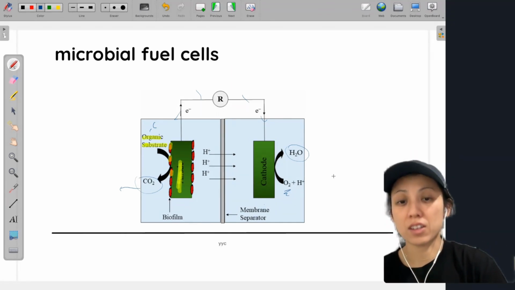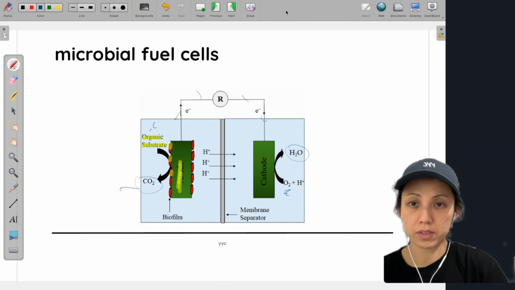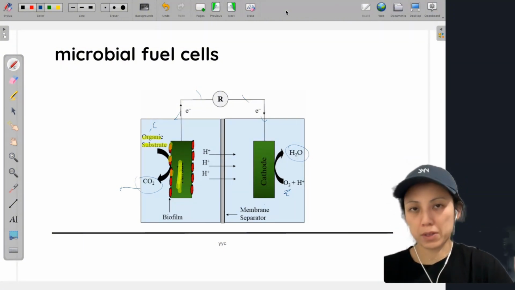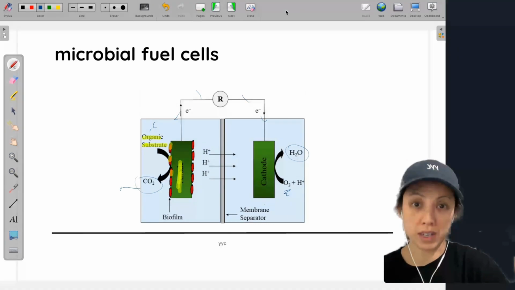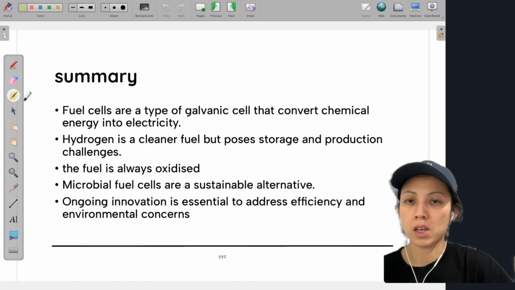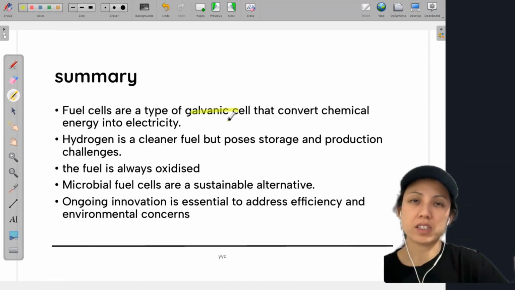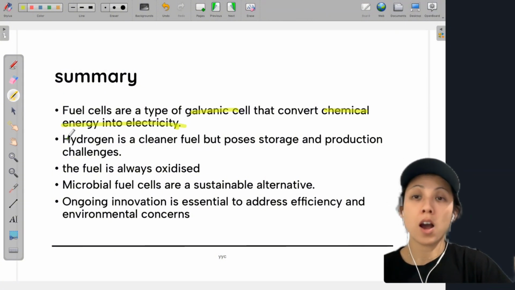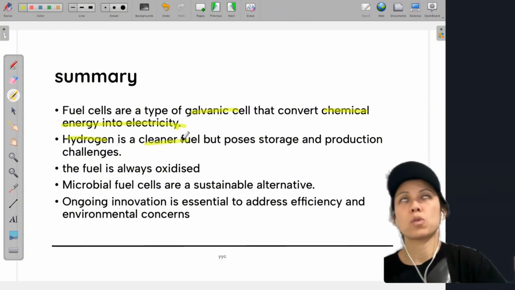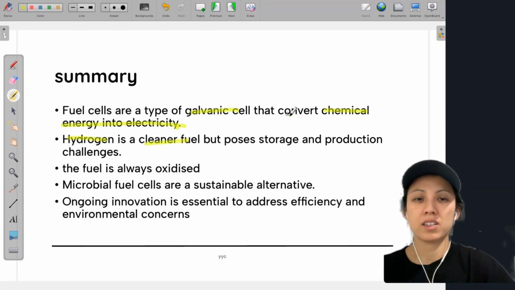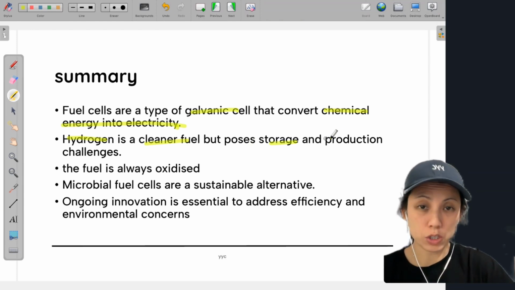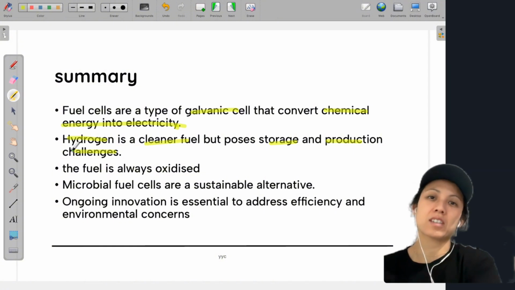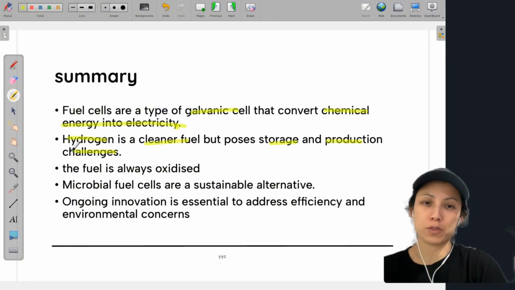So this is an option where we're taking a more sustainable approach using the fundamentals of fuel cells to produce electrical energy. In summary, let's talk about it. So fuel cells, we can consider as a type of galvanic cell, and what we do is convert the chemical energy into electrical. Hydrogen fuel cells are really clean, a cleaner choice, but storage is an issue and production is an issue, where you're forming it from the steam reforming process that's actually requiring fossil fuels.